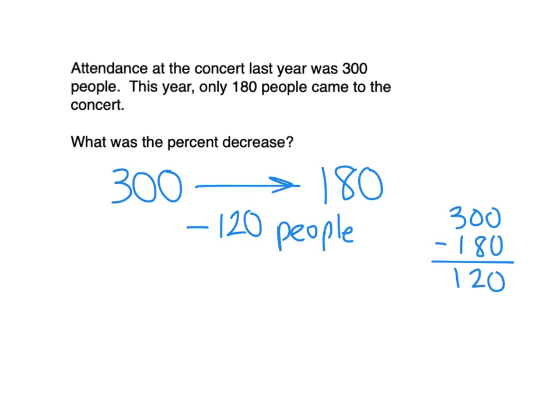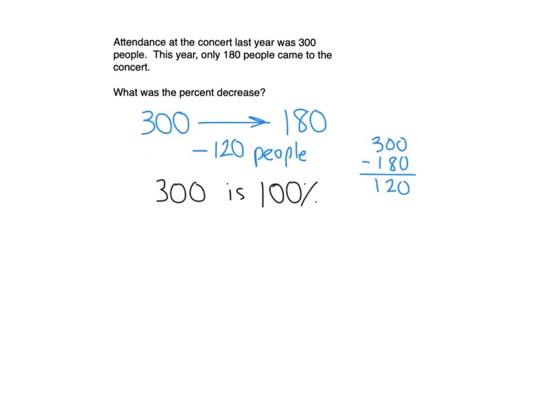We need to figure out what that is as a percent. So we're going to set it up. The original amount is the 300. So 300 is 100%. And this time I'm trying to get to 120. So I need to find a way to get to 120. 120 is what percent? That's my goal.